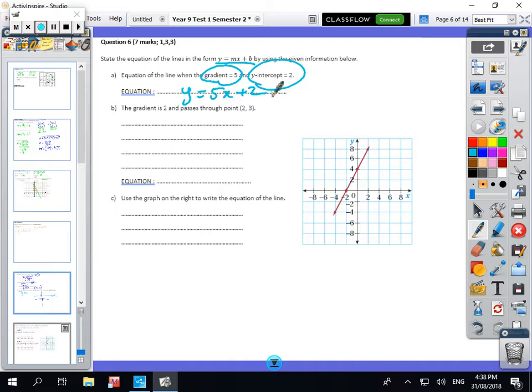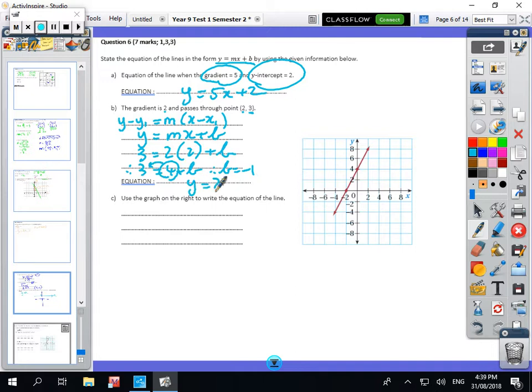Okay, next one. Depending on your class, you might have learnt y minus y1 equals m(x minus x1). I'm going to do it with y equals mx plus b. So 3 is your y, m is 2, x is 2, and we don't know b. So 3 equals 4 plus b, so b equals minus 1. When you take the 4 across, it becomes minus 4, and so your answer is y equals 2x minus 1.